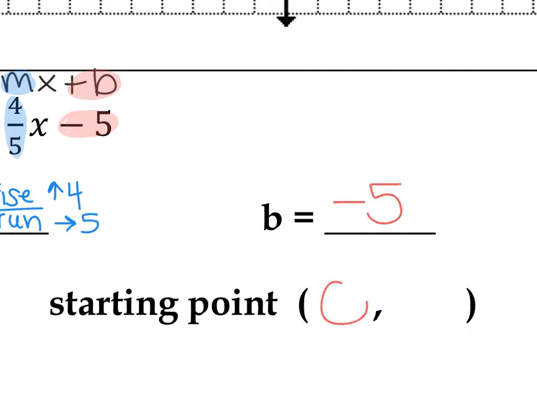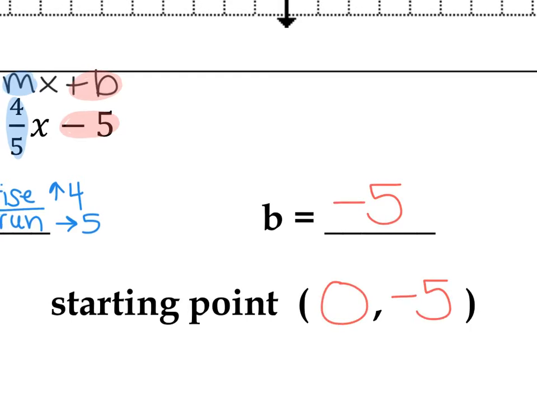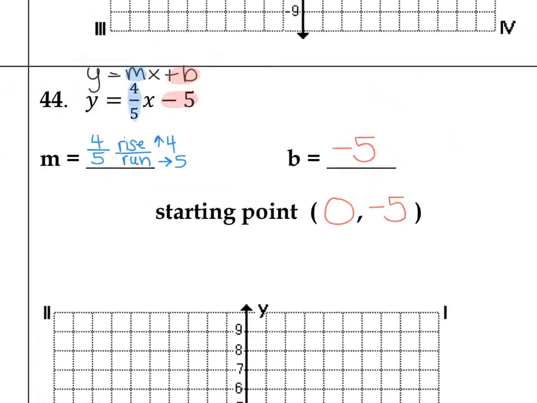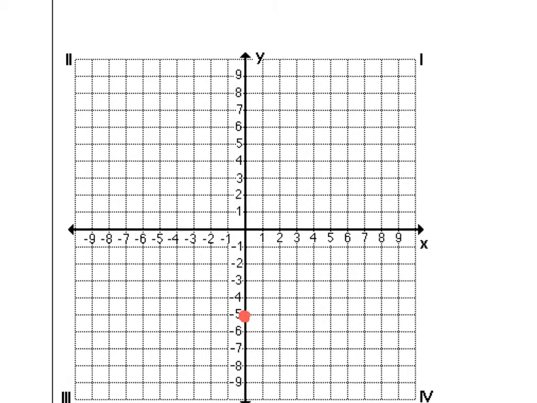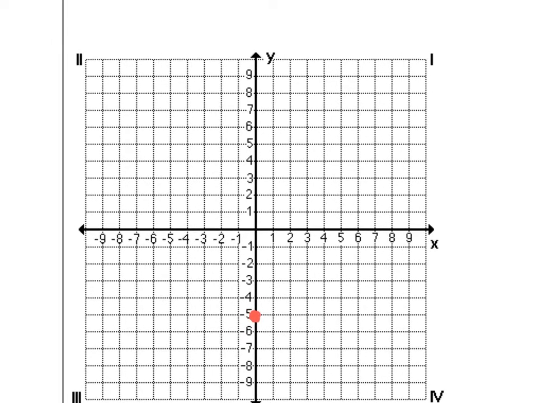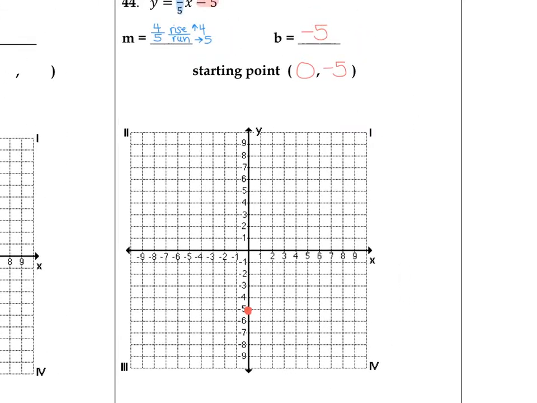And that means our starting point is 0, negative 5. So I'm going to begin at negative 5 on the y-axis, 0, negative 5. And then again, our slope is rise up 4, run to the right 5. So I'm going to go up 4 to the right 5. Up 4 to the right 5. Then I'm going to follow the pattern the other way in the opposite direction. So down 4 to the left 5.